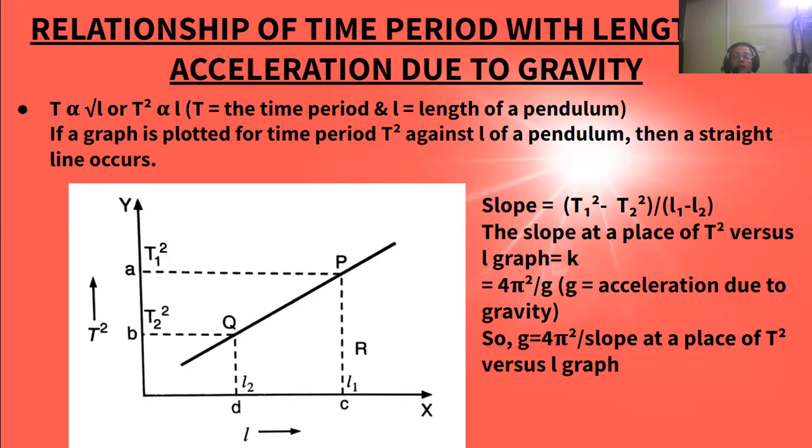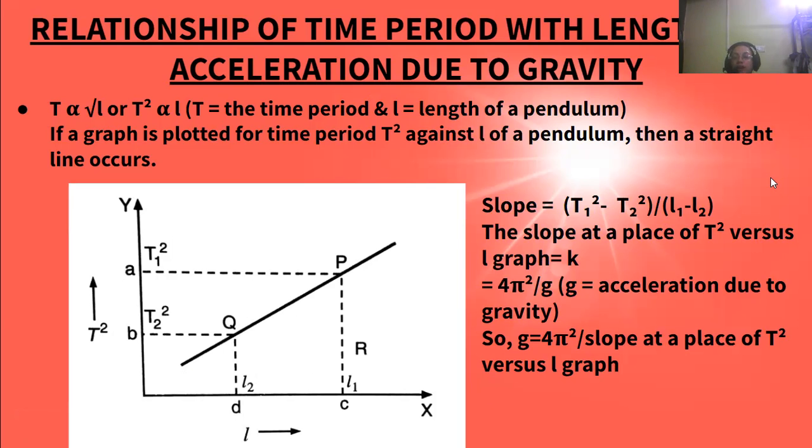So if the graph is plotted for time period against L of the pendulum, then a straight line will occur. If length increases, time period will increase, but the increase for time period will be the square of the length. If length increases twice, the time period will increase 4 times. So it will form a straight line graph, like this.